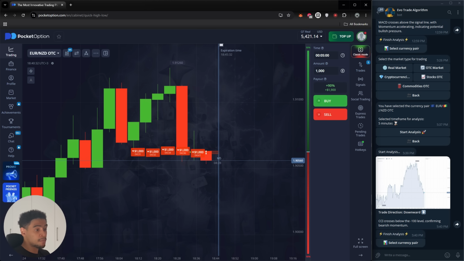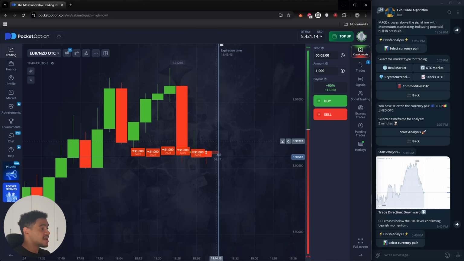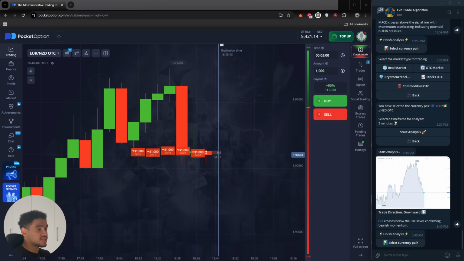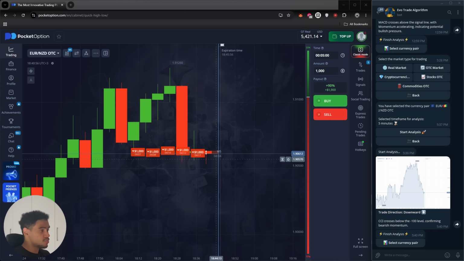CCI crosses below the -100 level, confirming bearish momentum. We have a strong bearish candle here closing. We have rejection on the previous candle, so this is a pretty solid basis to place a big trade and get a little bit of money for yourself. And again, you can see that the tool actually adjusts what type of candles it's using for analysis. Right here we have a graph, a chart, so you have everything that's needed to make money. All you need to do is make sure that you control the things that are under your control, and the tool will do the rest of the work for you. So try this tool out.